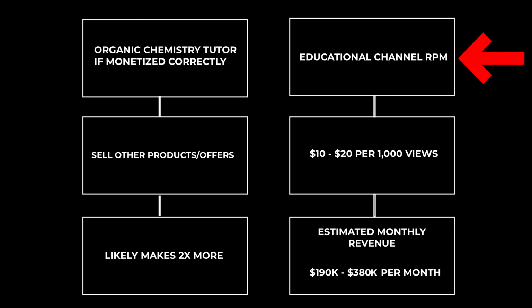And on average, an educational channel like this will be making anywhere between $10 and $20 per 1,000 views, which would mean this channel is likely making $190,000 to $380,000 a month. And that's from all forms of monetization. Whereas Shorts channels can almost never make money from anything outside of just AdSense alone.